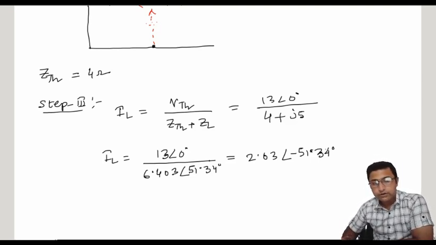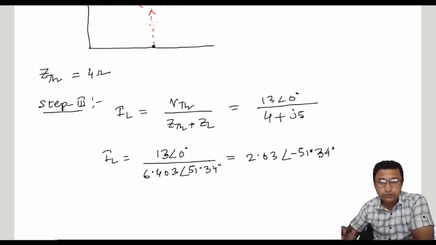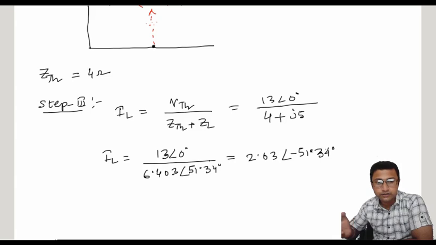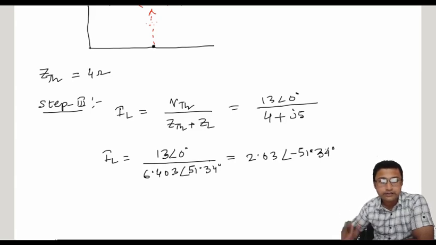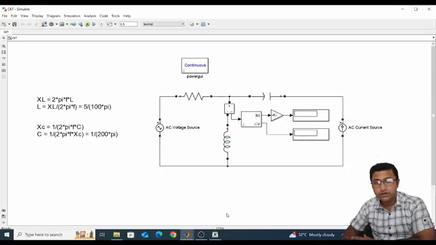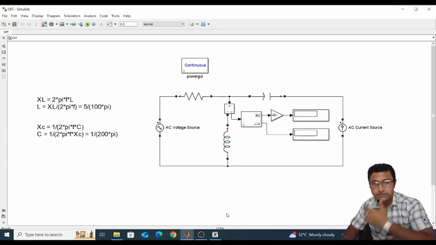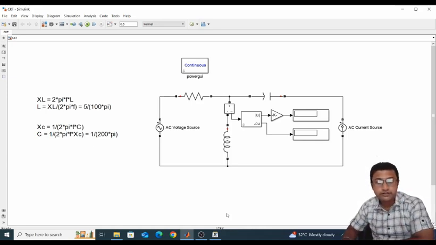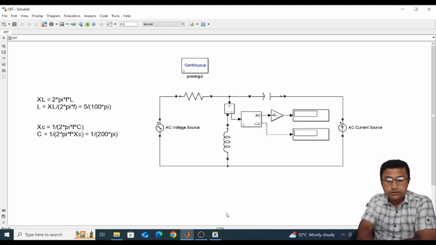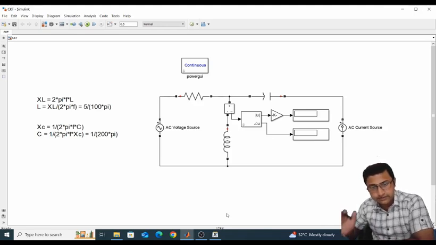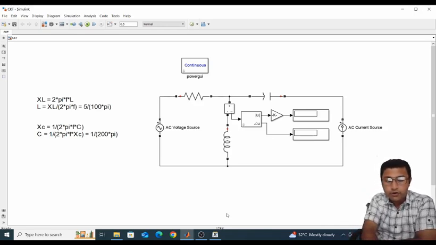So now if I check it using a simulation, so what we will check? So look. So now this is the same circuit which I have already drawn in MATLAB simulation software. So actually this circuit I have discussed before in my previous lecture already, so I am not going into very much detail in this lecture.